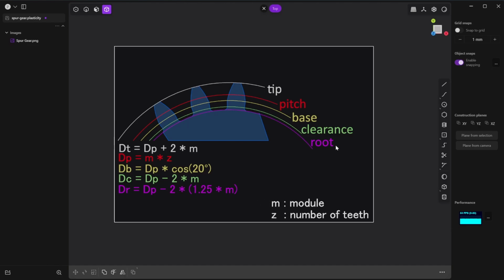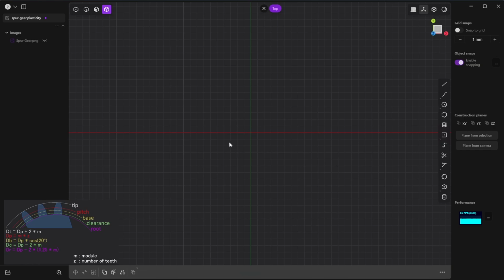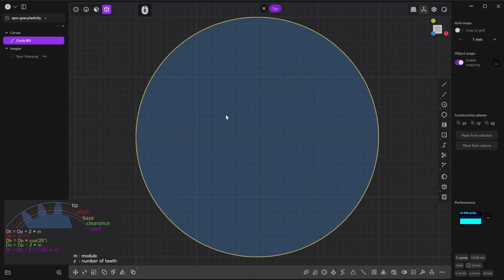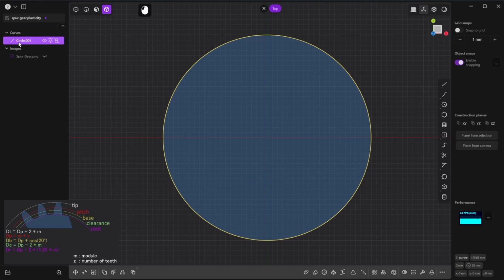So let's get started. I will keep this diagram on the screen as a reference. We are starting by calculation of the diameter of the pitch. I will use a module equal to 2, so this is a relatively small size of teeth, and the number of teeth I want to have on my gear is going to be 20. That means the diameter of the pitch is going to be 20 multiplied by 2, 40 units. I am using millimeters, so in my case this is 40 millimeters, and I will call this circle diameter of the pitch.